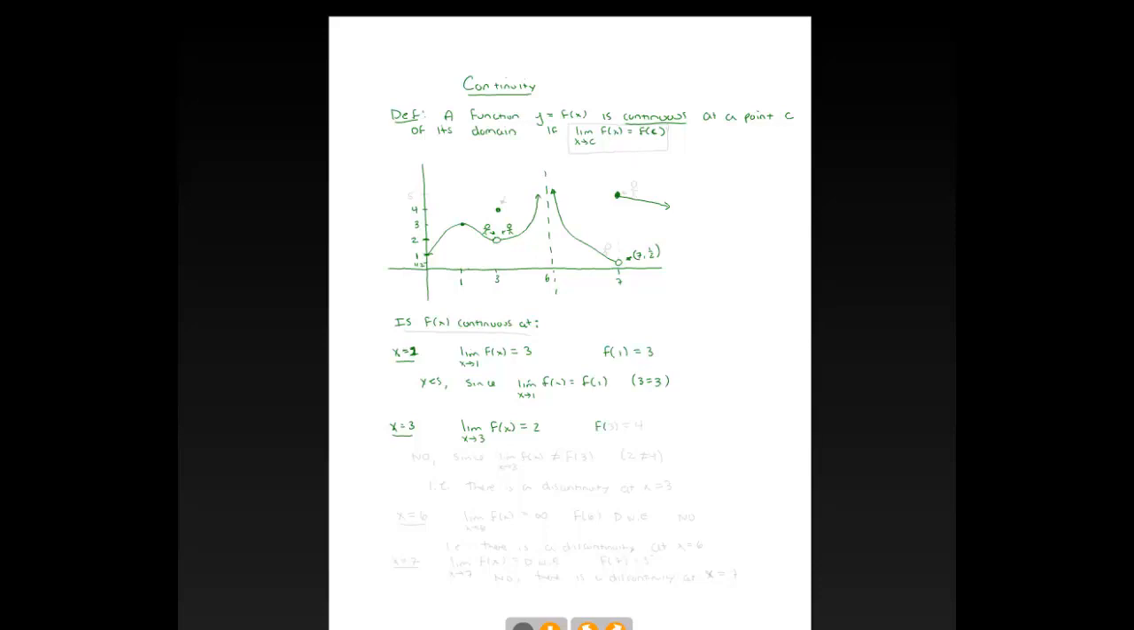Now, what is f of 3? Okay, what is the output when you input 3? Well, f of 3 is right here. F of 3 is 4. Now, are those the same? Is 2 equal to 4?